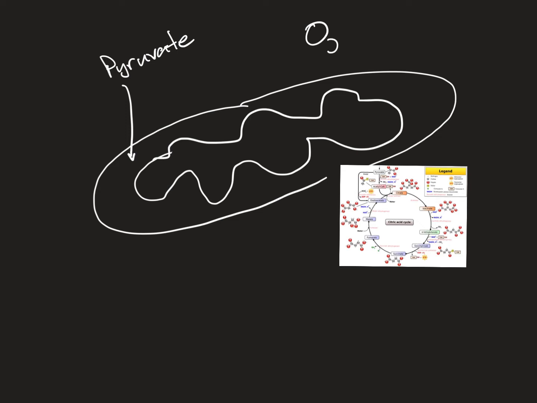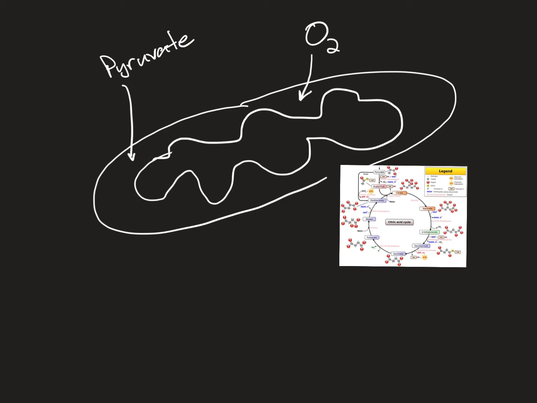You have oxygen gas that either is coming from a chloroplast in a plant or through the stomata in a plant, or if it's an animal, it's coming in through the lungs and diffusing into the blood, then diffusing into the cells, and finally diffusing into the mitochondria. So oxygen comes in as well.